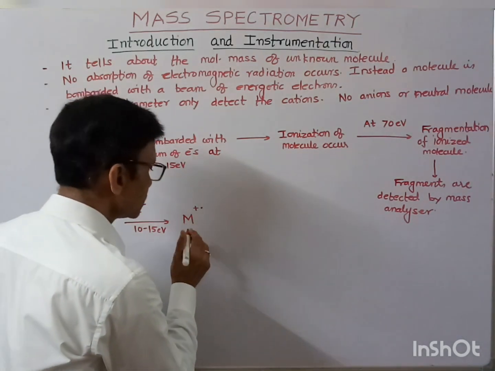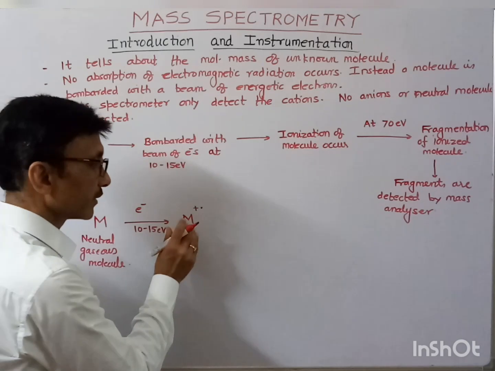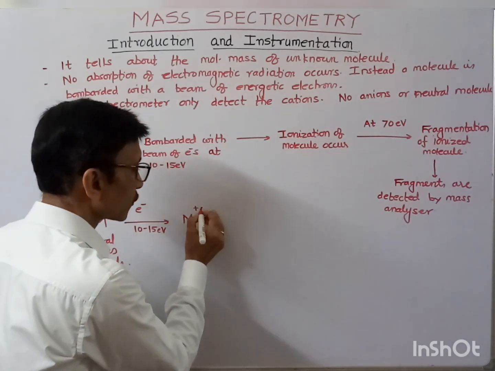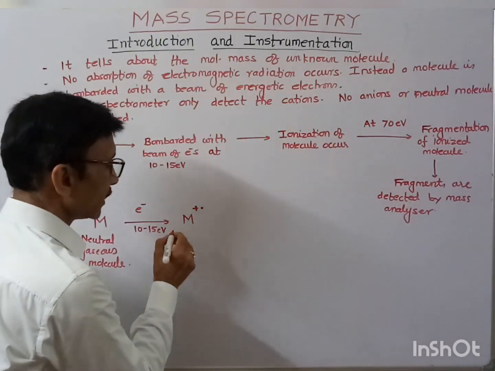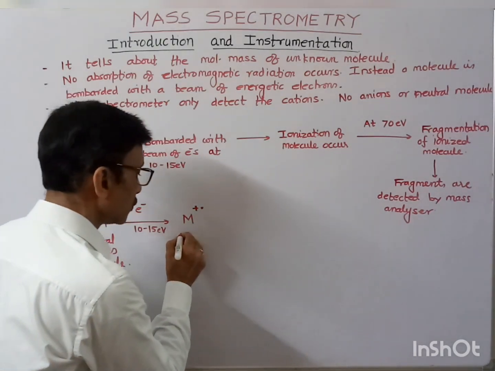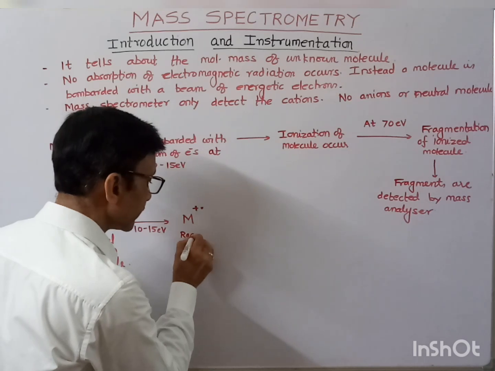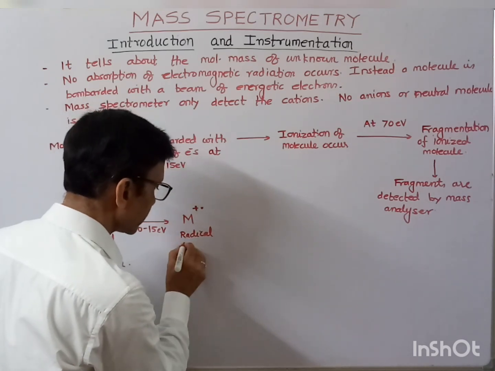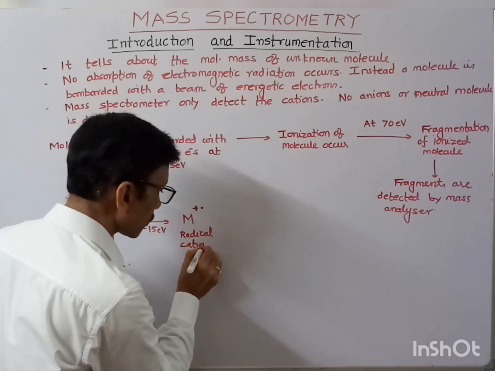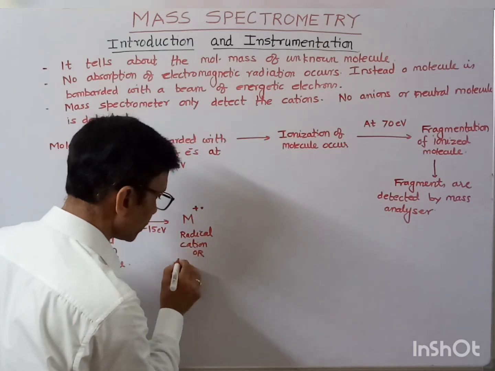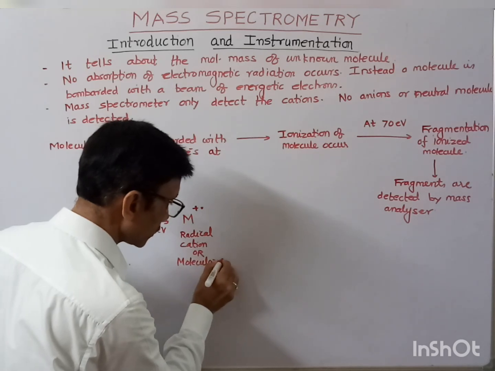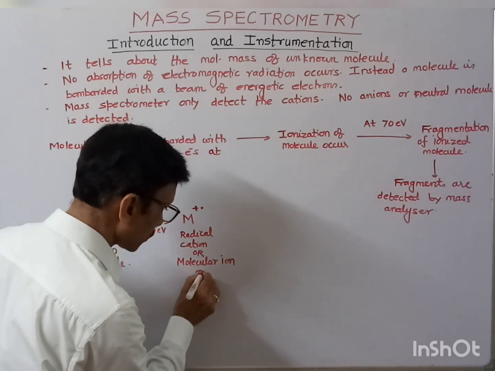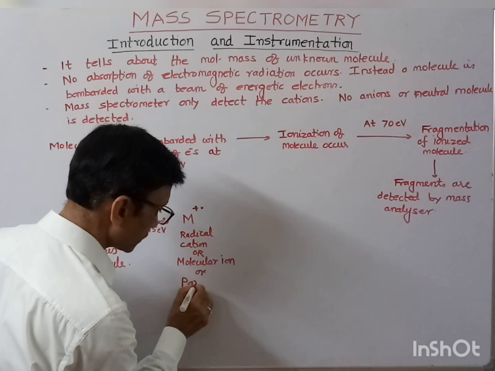In the resulting species, one radical is present and a positive sign is present. So this is a radical cation, and this is also called the molecular ion. This ion is also called a parent ion.